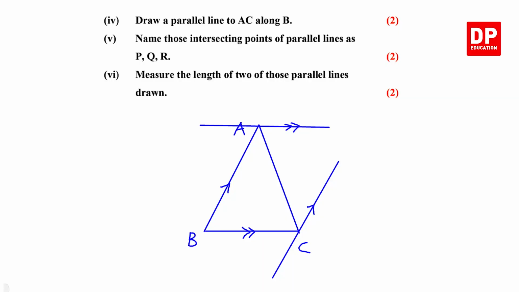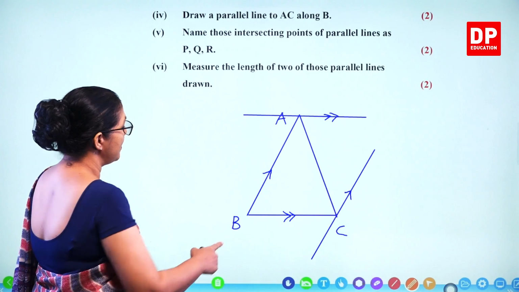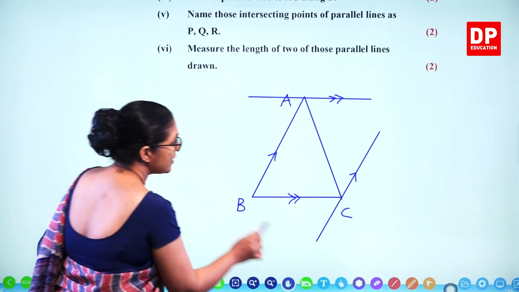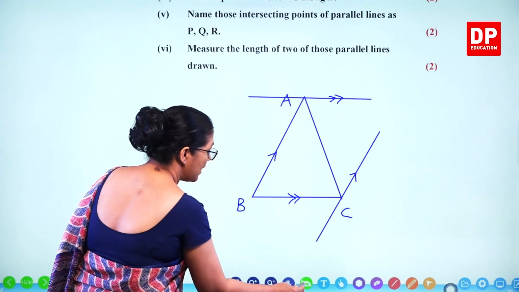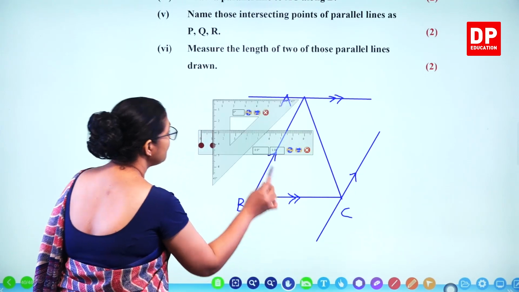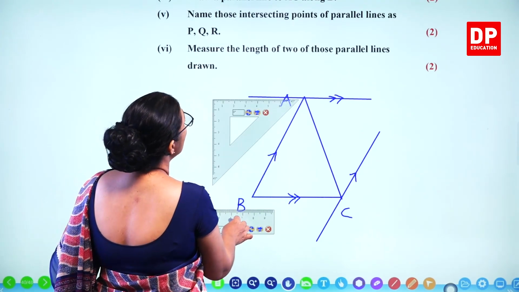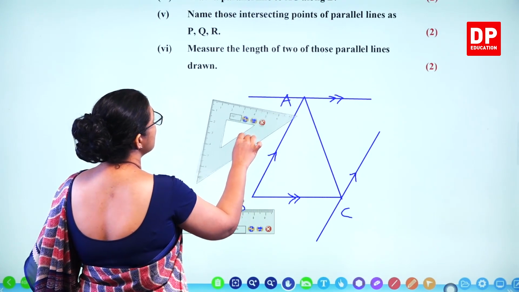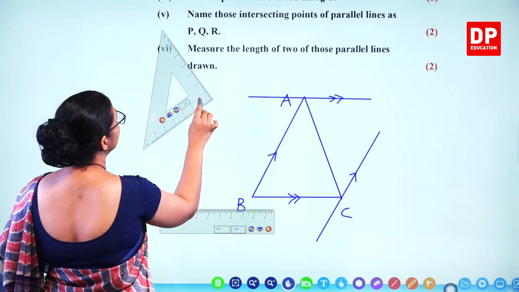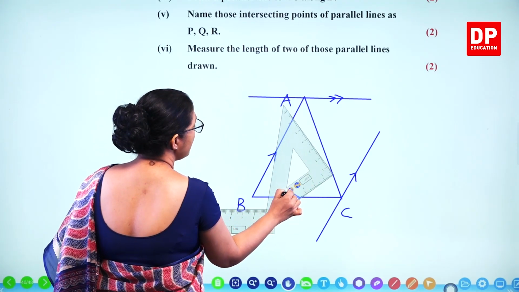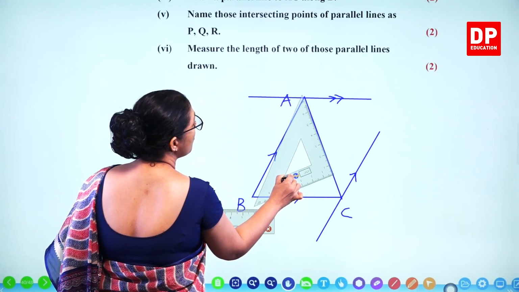Draw a parallel line to AC along B. So you have to draw a parallel line to this side as well. So let's do that. So you need the ruler and the set square. So how do you do that now? We have to draw a parallel line to AC. So let's take the set square and keep it here on top of AC.